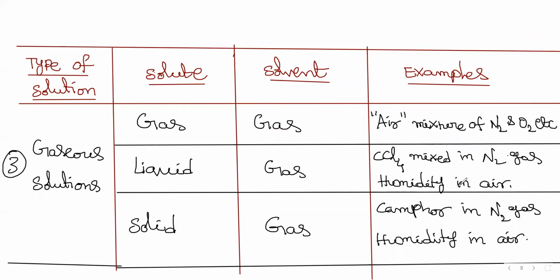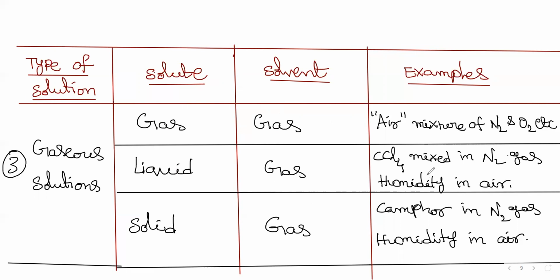So let's go to the next slide. Gaseous solutions are of three types. Once again, gas in gas, liquid in gas, and solid in gas. Those are called gaseous solutions. You see, the solvent part will not change, it's the solute part which keeps changing. So gas in gas is air, a mixture of nitrogen, oxygen, and some other gases like moisture, argon, and carbon dioxide.